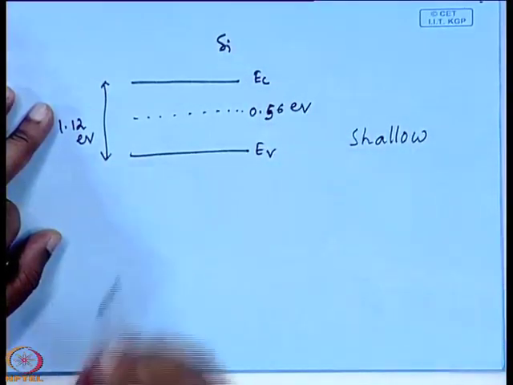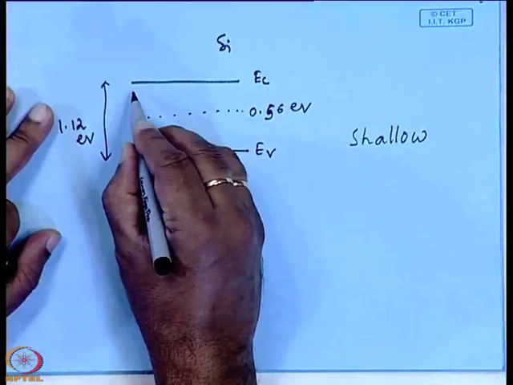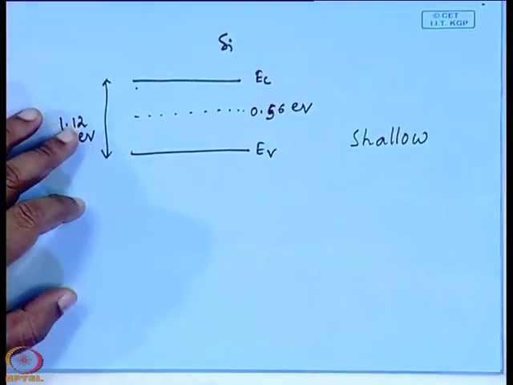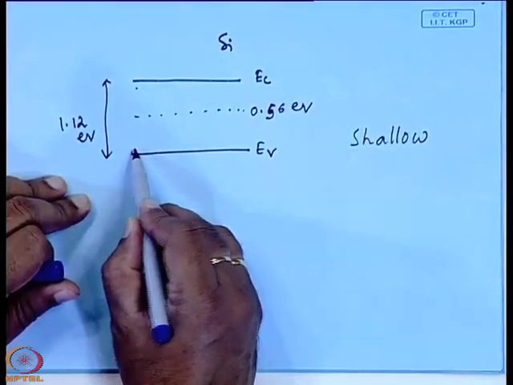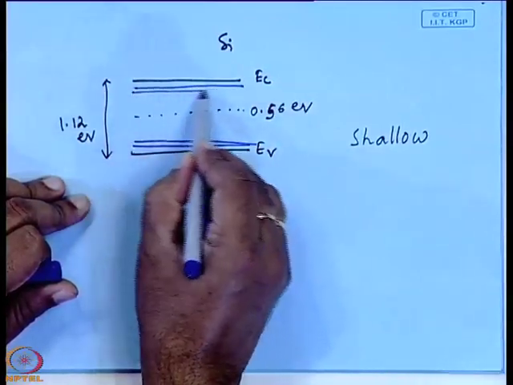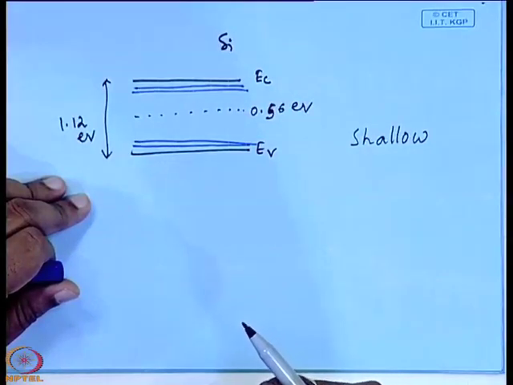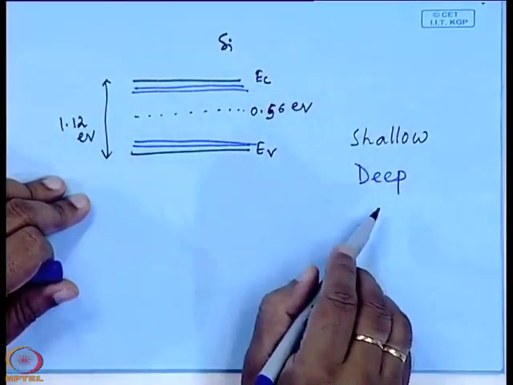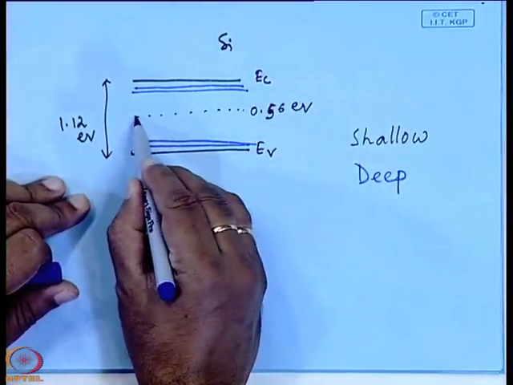That means, for donors they will occupy the position just below the conduction band edge, and for acceptor type they will occupy the position just above the valence band edge. Okay, so that is why they are shallow in nature. That means these levels, these are the shallow levels very near to the conduction band or valence band. That is why they are shallow. And another thing is the deep level, as the name implies, they will occupy the position deep inside the band gap. That means these positions.